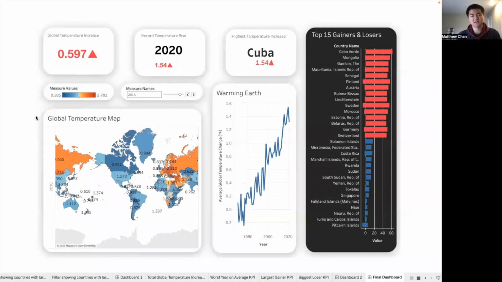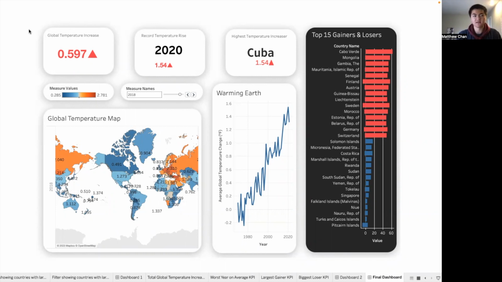To introduce the data set to you, I went on Kaggle and found a data set that compiled the last 50 years of temperature data. Each year's data is based on the previous year's data. So for instance, 1980's surface temperature change is based off of 1979's.